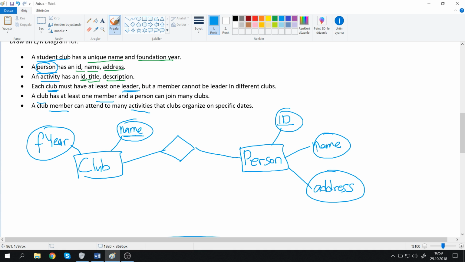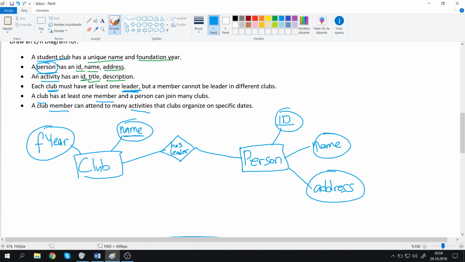And the role of this person is leader in this relation. So we can say that this is a has leader relation. If we look at from the club side, the club has a leader. The club has this person as a leader. Each club must have at least one leader.